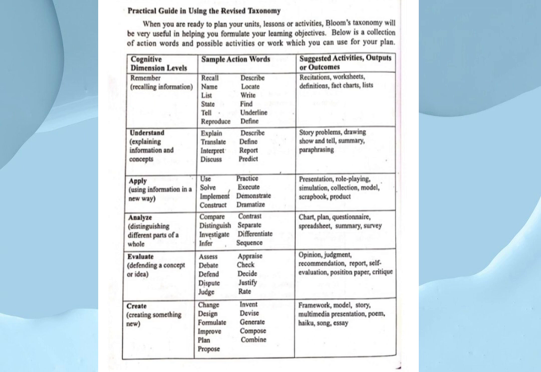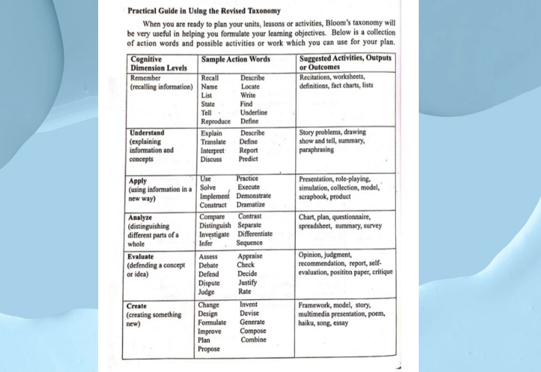Remember, recalling information. Sample action words: recall, describe, name, locate, list, write, state, find, tell, underline, reproduce, define. Suggested activities, outputs, or outcomes: recitations, worksheets, definitions, facts, charts, list. Understand, explaining information and concepts. Sample action words: explain, describe, translate, define, interpret, report, discuss, predict. Suggested activities, outputs, or outcomes: story problems, drawing, show and tell, summary, paraphrasing.